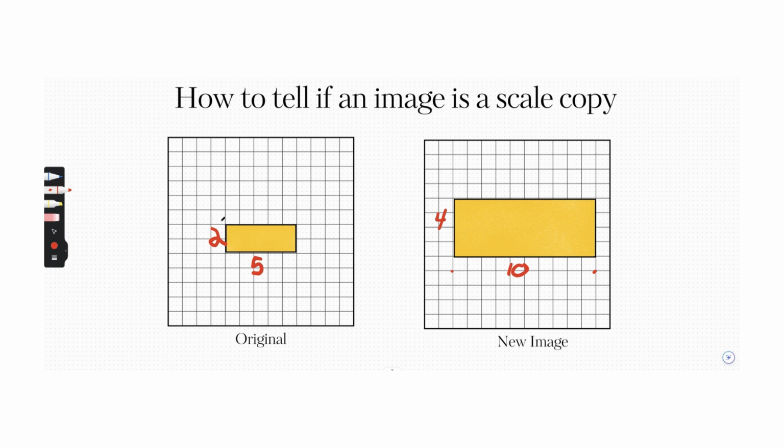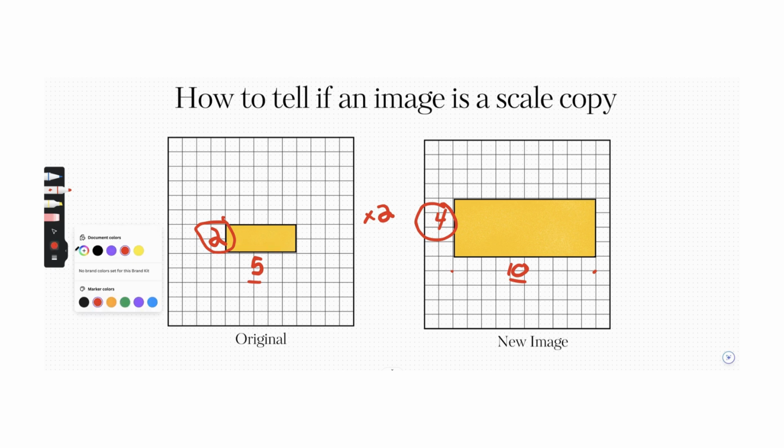Now, let's focus first on these two heights, the 2 and the 4. Notice, to go from 2 to 4, I doubled it, or I multiplied it by 2. And now, when I look at the widths, to go from 5 to 10, if I multiply 5 times 2, I also get 10. So because both dimensions are multiplied by 2 to get the new image, we know that this new image is a scale copy of the original.